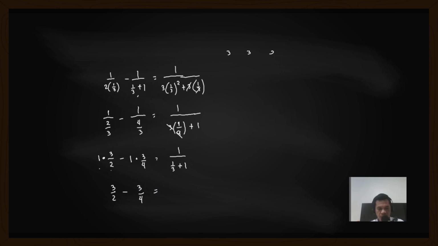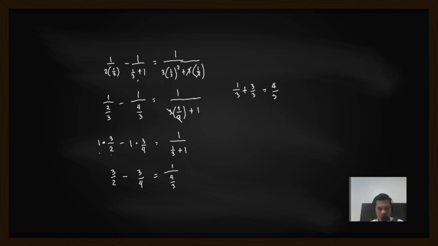Is equal to, and then, 1 over, simplify, pagkita natin, 1/3 plus 1, or pwede natin sabihin na 3 over 3. So, the result is 4 over 3. And this is now equivalent to 4 over 3. Ayan. And then, copy 3 over 2 minus 3 over 4 is equal to, reciprocal natin. So, the result is 3 over 4.